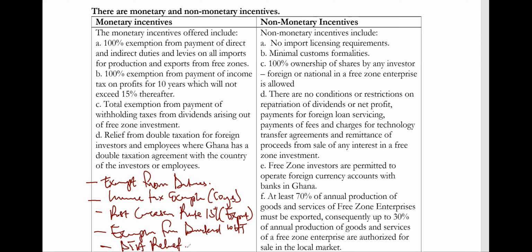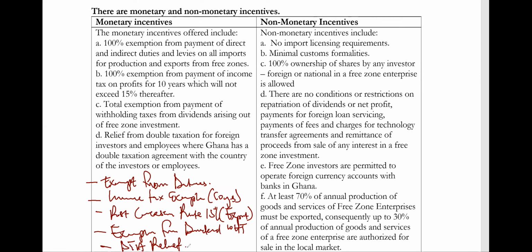Okay. Now let's look at the non-monetary incentives. Free zones have some non-monetary incentives: they do not have any import license requirements. There are minimal customs formalities because they are outside the customs trading zone. An investor can own 100% of the shares, whether a local or a foreign national. There is no restriction on the repatriation of profits for free zone companies to their head office or to another country. For a lot of countries, you cannot repatriate profits; there'll be a limitation, maybe you can only repatriate 15% in the first year. But in Ghana, you can send all your profits to your country, right?